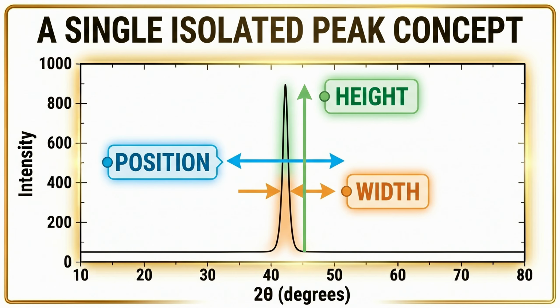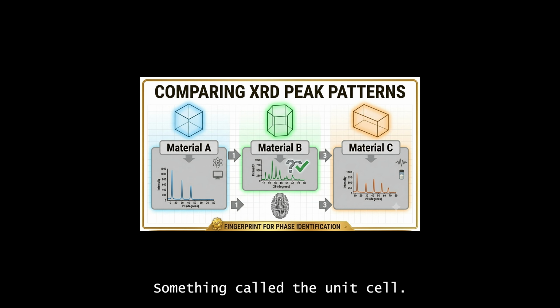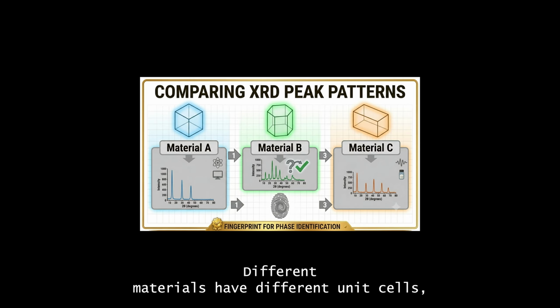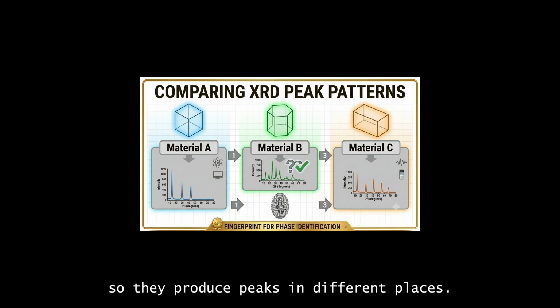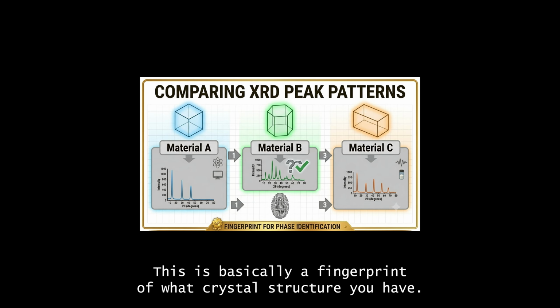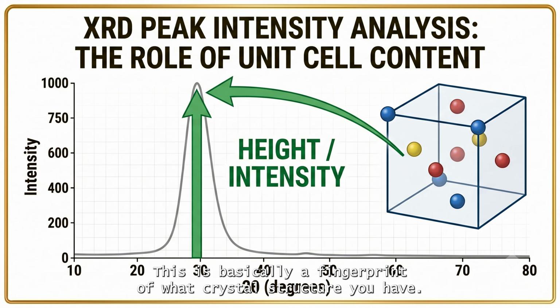sources. The position of each peak, where it sits left to right, is determined by the size and shape of the crystal's repeating unit, something called the unit cell. Different materials have different unit cells, so they produce peaks in different places. This is basically a fingerprint of what crystal structure you have.